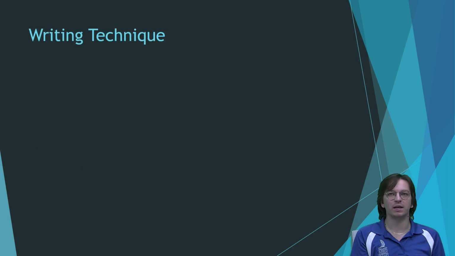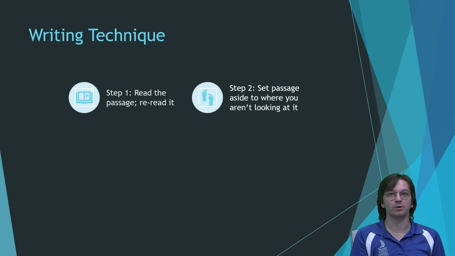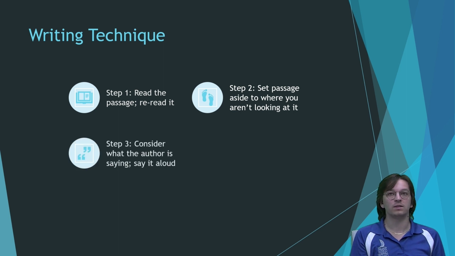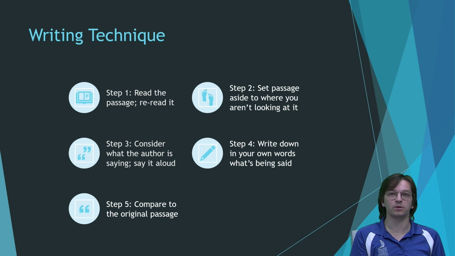Here is a writing technique that we recommend in order to avoid plagiarism. Step 1. Read the passage and reread it over again. Step 2. Set the passage aside to where you aren't looking at it. Step 3. Consider what the author is saying and say it aloud to yourself multiple times. Step 4. Write down in your own words what's being said. Step 5. Compare it to the original passage.